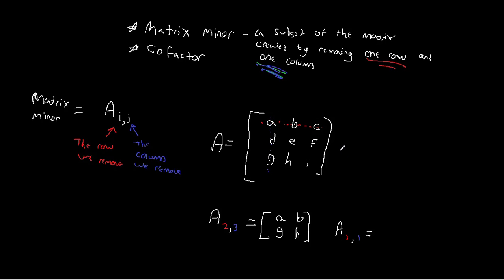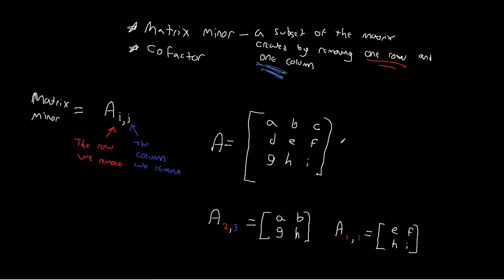I'm going to undo the dashed lines here so we can use this for another example. But if we remove that first row and first column, what we're left with is this right here. So our matrix minor is E, F, H, I. This right here is our matrix minor for A, matrix minor 1,1. Okay?